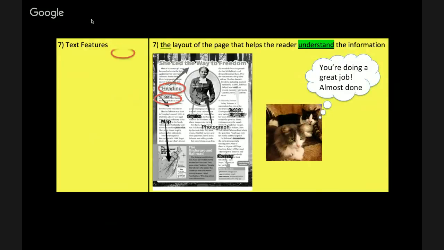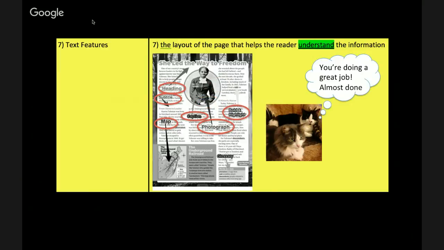Next, you have maps. And these are simply illustrations that help you understand the concept. You would have a caption for a photograph or a picture to help you understand what the picture is showing. And you would have photographs to help you illustrate an idea.